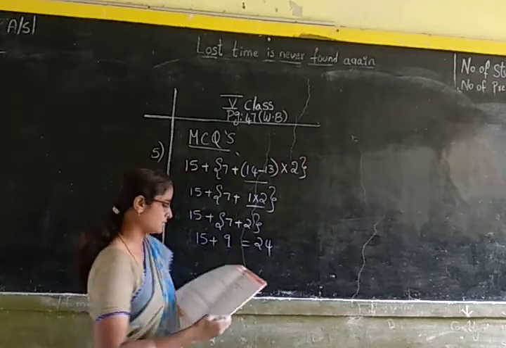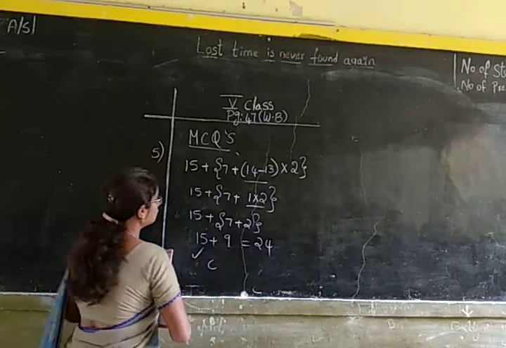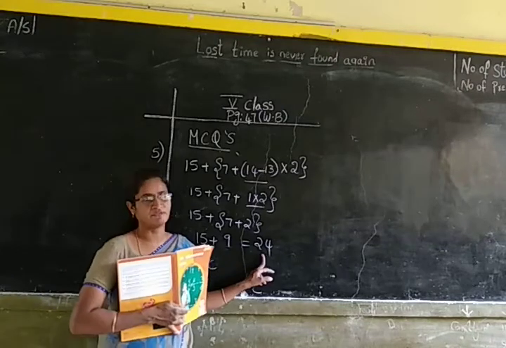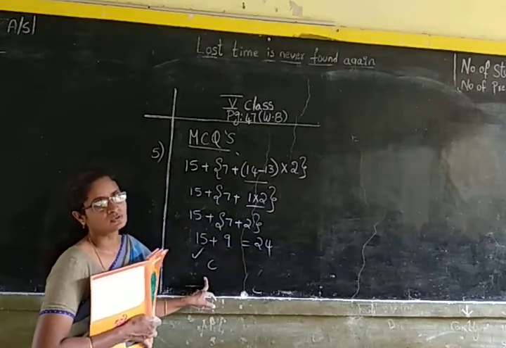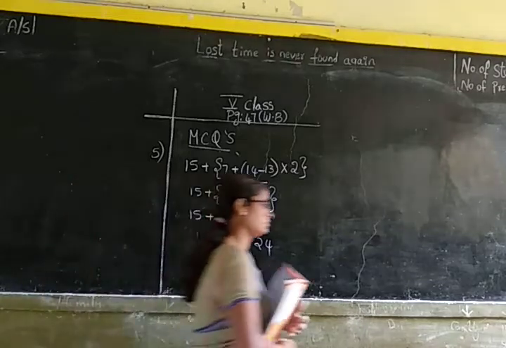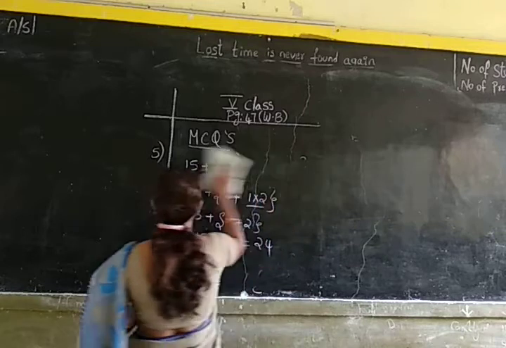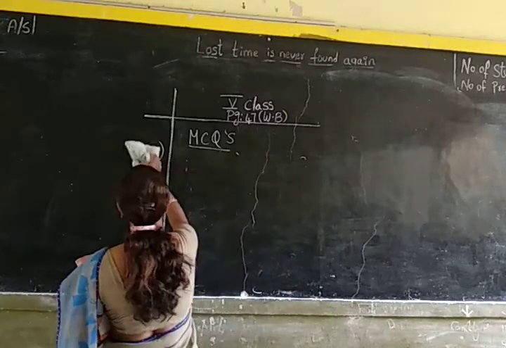So the correct option is C. The correct answer is in option C. So all of you pick the option C for this question. Okay children, the answer is 24 and the correct answer is in option C. So all of you pick the option C. Okay children. Now let us do the sixth question.